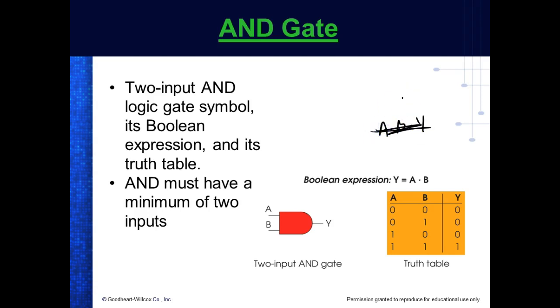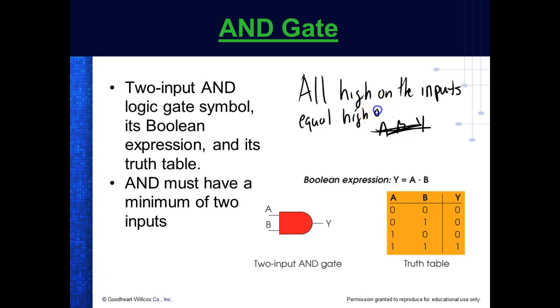I guarantee you, you take digital tomorrow. Now an AND gate can have at least what? 2. Now look what happens here. So when we see this D symbol, we're going to use the term all. So here we'll say all highs on the inputs equals a high on the output. Or most people just say all highs equals high.